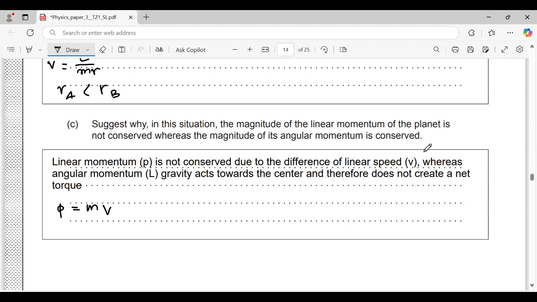Whereas the angular momentum L equals m r v. Gravity acts towards the center. So the gravitational force acts towards the center and therefore does not create a net torque. So the gravitational force does not affect the value of angular momentum. Therefore, the angular momentum is conserved.